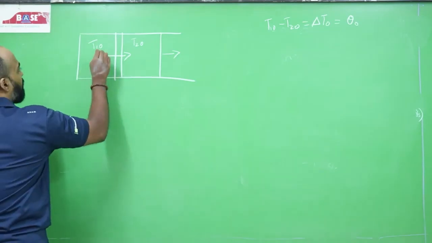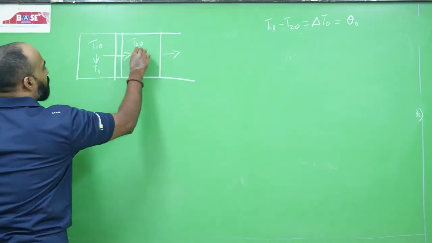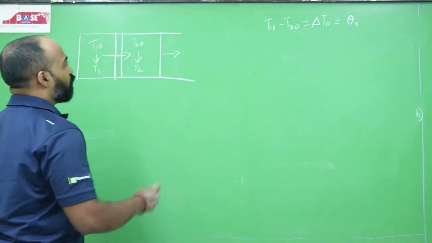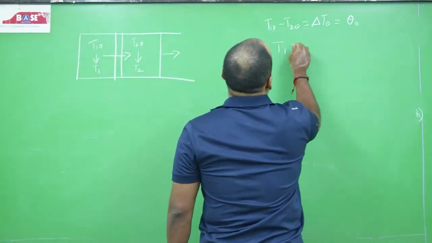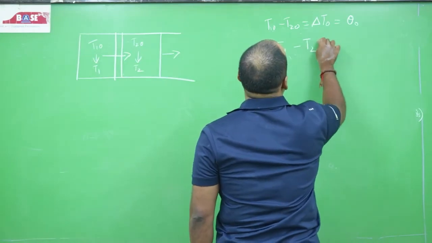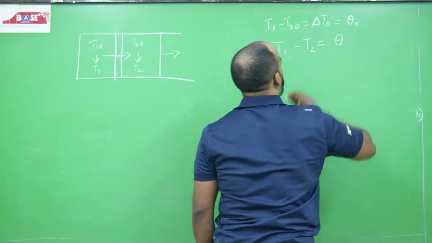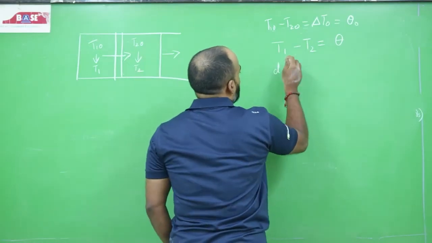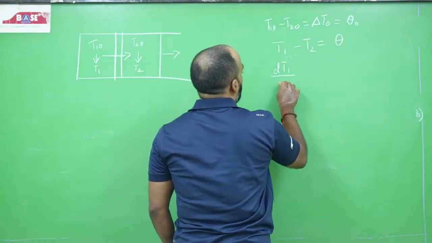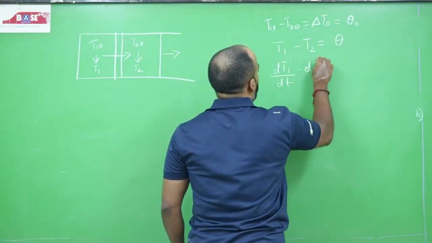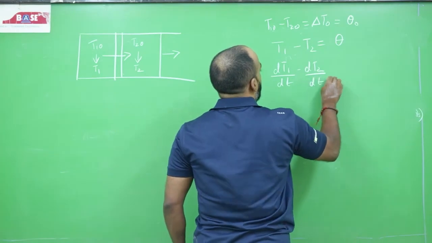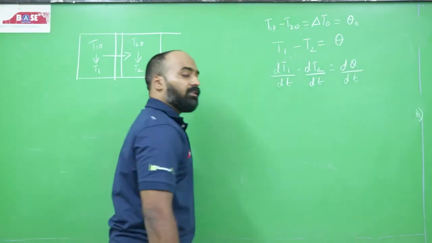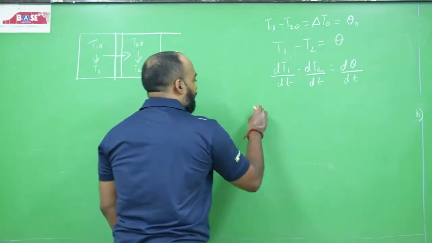Later, let's say the temperature here is some T1, the temperature here is some T2. I can write T1 minus T2 is some theta, which is the temperature difference at a later instant. Differentiate throughout with respect to time. You get dT1 by dt minus dT2 by dt equals d theta by dt.